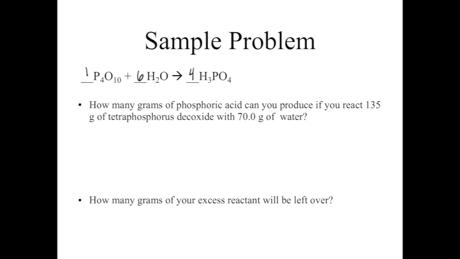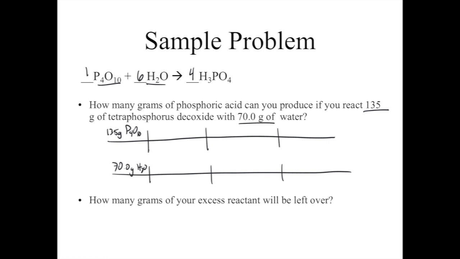Now I can go ahead and take a look. I've got 135 grams of the tetraphosphorus decoxide, that's its first reactant, and I've got 70 grams of water. So I'm going to set up 2 stoichiometry problems, starting with each one of those. Now the first thing I need to do in this top one is figure out how many grams of P4O10 are in 1 mole of P4O10. And when I look up the molar mass, it's 283.89 grams of P4O10 per mole.